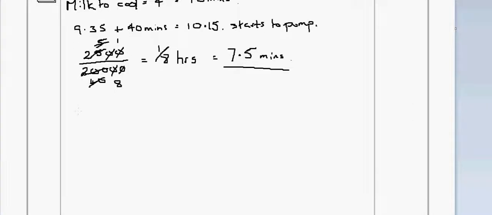Okay, so now we can add that on to his 10:15 time. So this is 10:15 plus the 7.5 minutes getting milk onto his container, which means that he's at about 10:22, but we'll write 10:22. Okay.